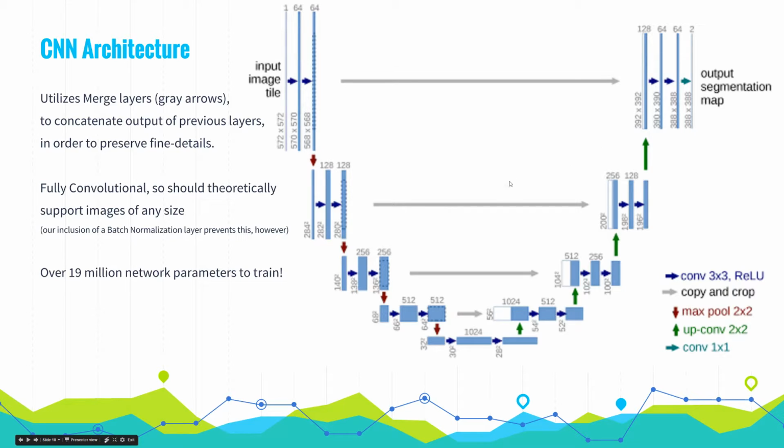So we can sort of maintain the fine-grained detail that the first few layers of the network have because of the large image output size, and concatenate them with the rest of the network in order to get the maximum amount of features.